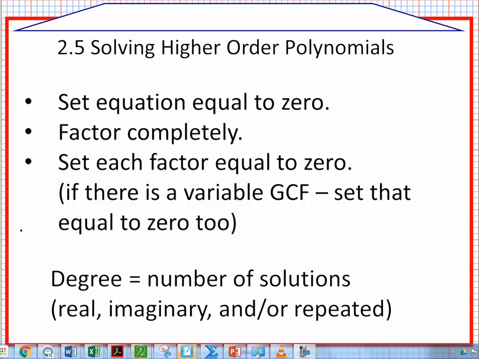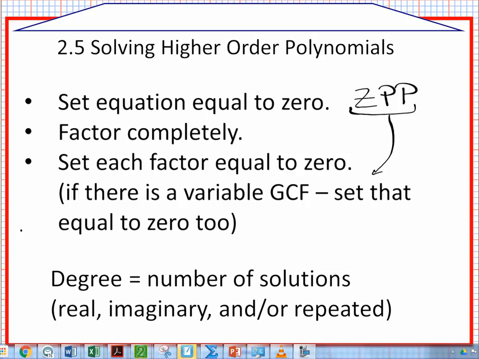This is the first. The first step is we want to set every equation equal to 0. This is because of the zero product property, which we've talked about a lot before. Anytime things multiply together and equal 0, one of them has to be 0. After we do that, we're going to factor completely, to the best of our ability, down to prime polynomials. And then we'll set each factor equal to 0. Once again, that is the zero product property hard at work.